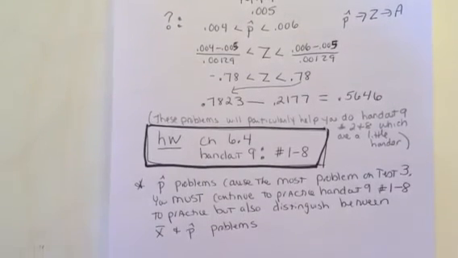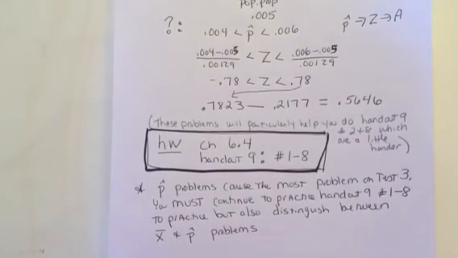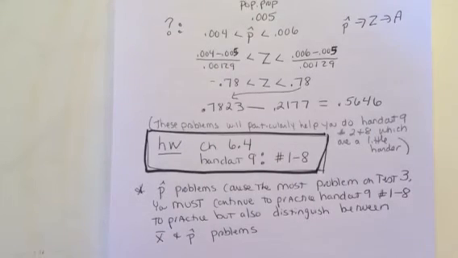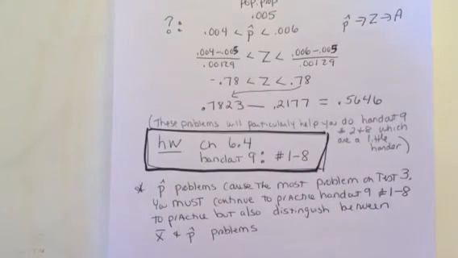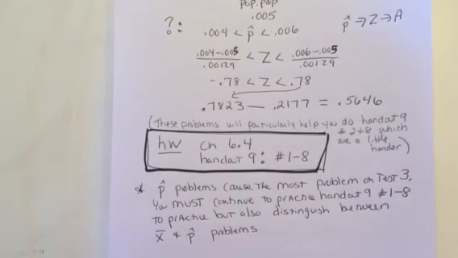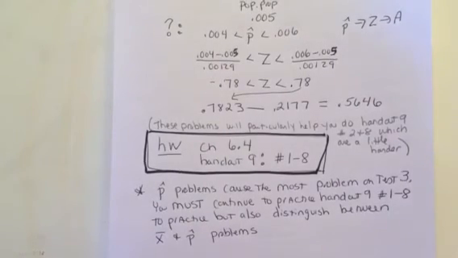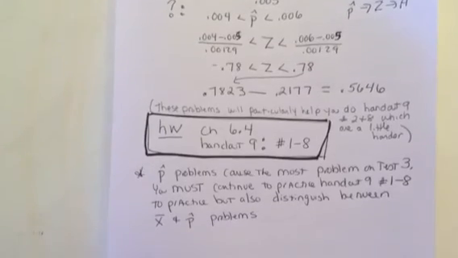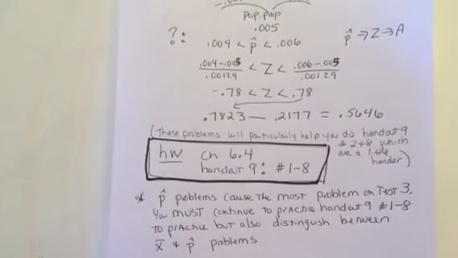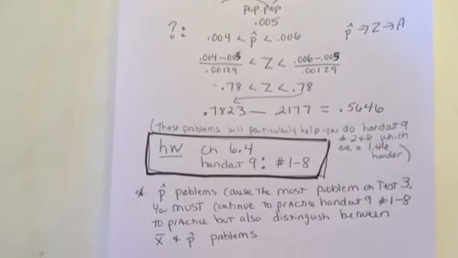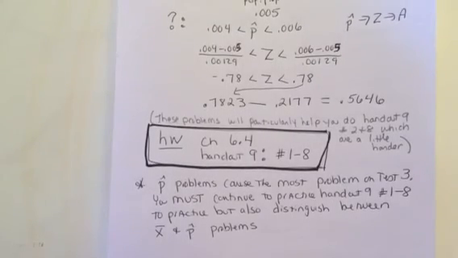Part of the problem with sampling distributions is now that we have done both types, for the X bar and for the p-hat, when you read a problem, the very first thing you're going to have to do is decide, is this an X bar problem or is it a p-hat problem? And that can give students a bit of a hard time. That's why you want to practice 1 through 8 all together.